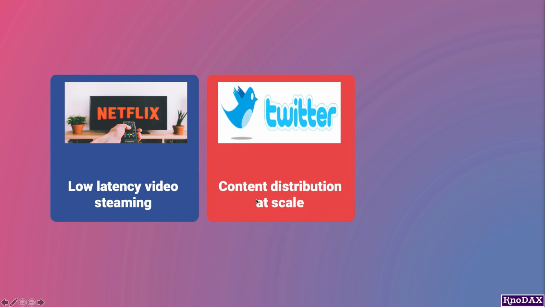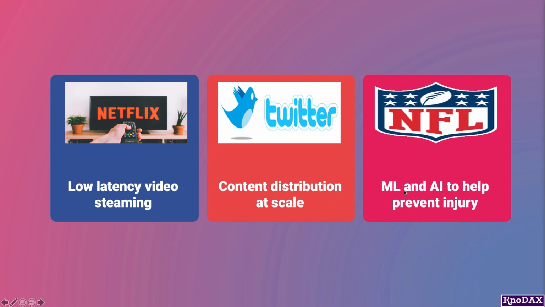Did you know that Netflix is streaming videos worldwide with low latency? Netflix is using AWS to achieve low latency performance. Have you ever wondered how Twitter can scale its distribution of content worldwide? Twitter is using the AWS platform to scale its distribution worldwide. Did you know how NFL is leveraging AI and machine learning to predict and prevent injury in games? NFL is leveraging AWS machine learning and AI services to predict and prevent injury in games.